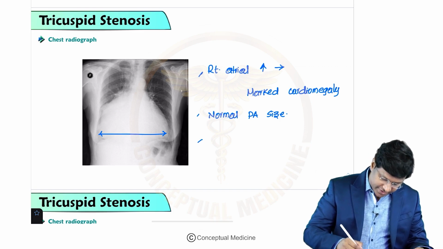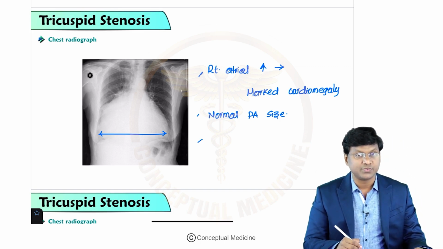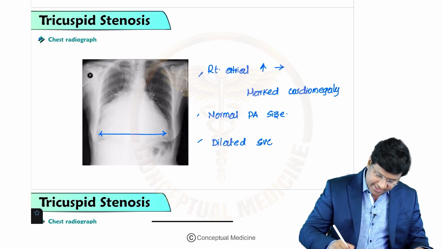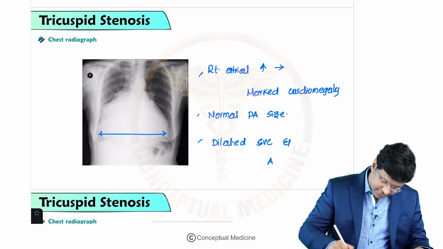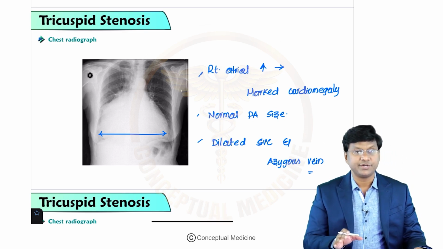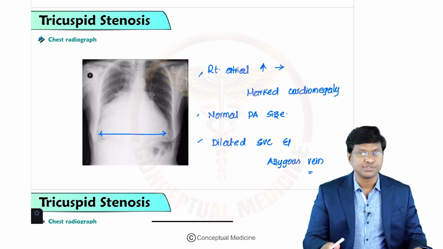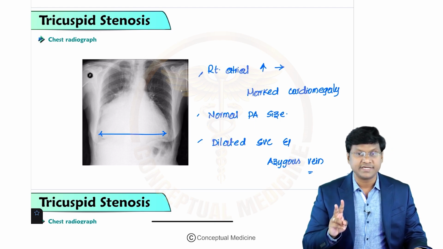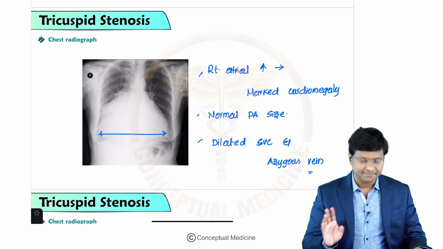And the superior vena cava as well as the azygous vein will be dilated. So the chest radiograph may show marked cardiomegaly with normal pulmonary artery size, and there will be a dilated superior vena cava and azygous vein which may be evident.